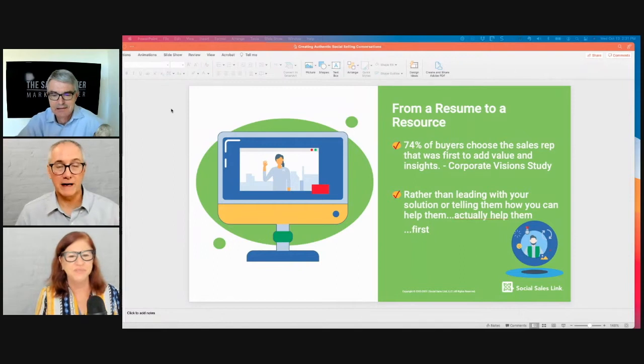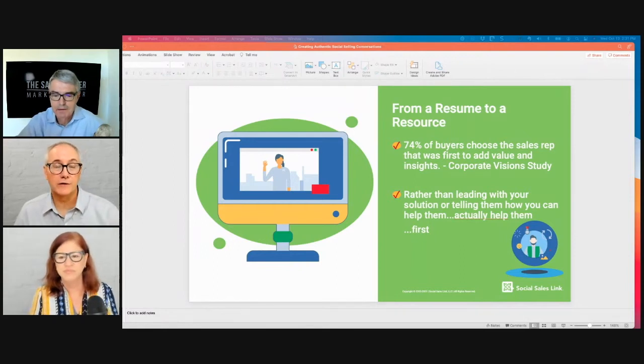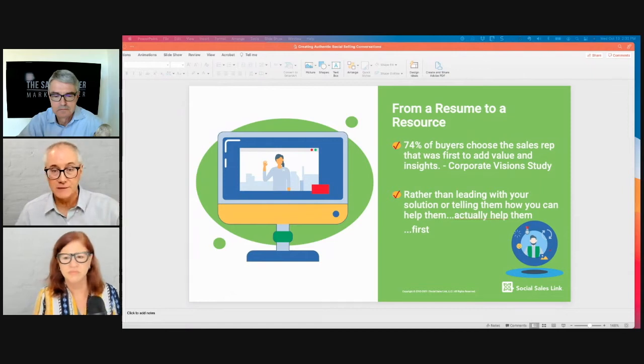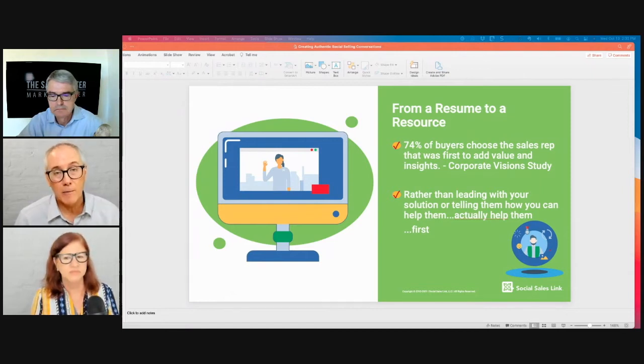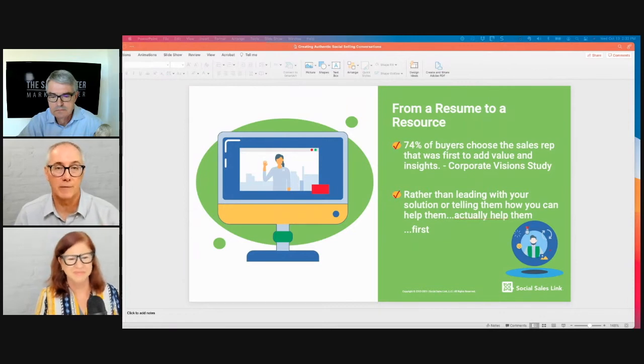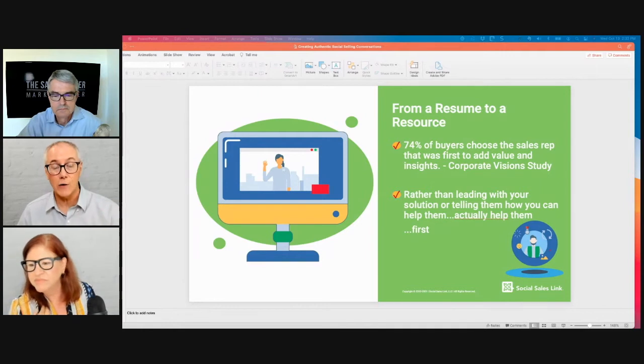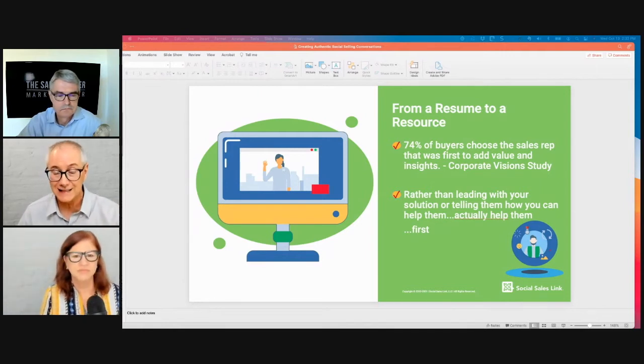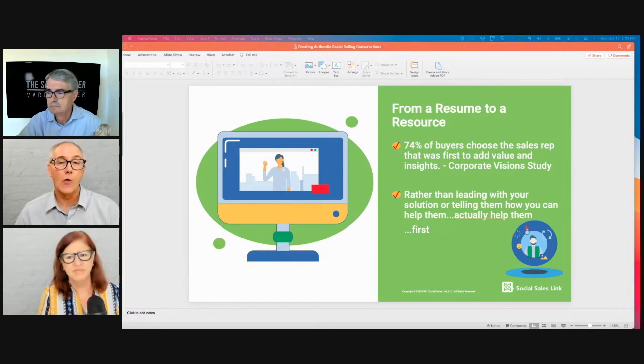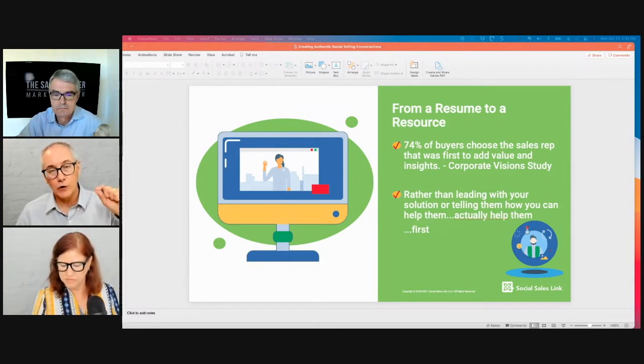Here's the introspective moment for all of you that are in sales. Write this on the little notepad, write it in front of your face, put it on your mirror. How am I as a sales rep providing value and insight for my prospects? Because that's the question. And if we can answer that question consistently, what Corporate Vision's stat tells us is we're going to be the go-to. We start developing credibility. And when we're credible, people turn to us.